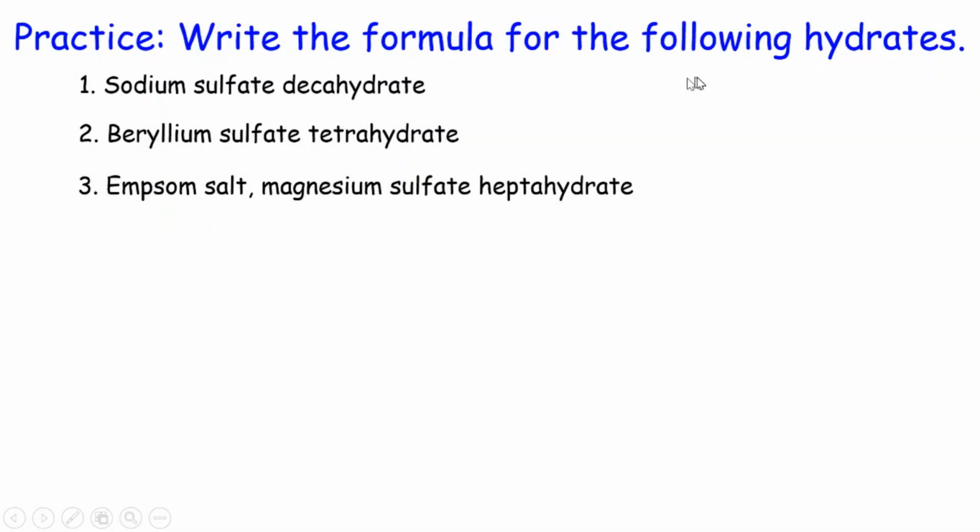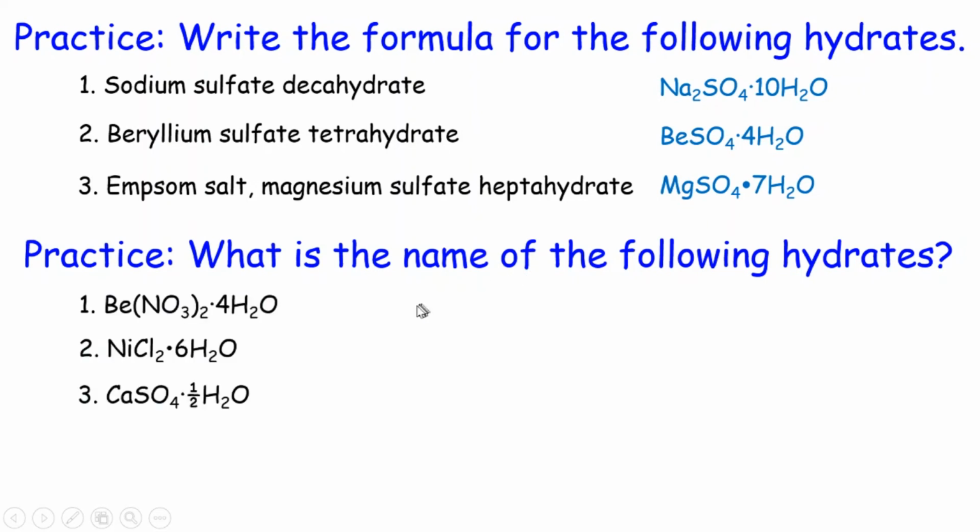Now let's write the formula for these 3 hydrates. Sodium sulfate: we write down the formula for sodium sulfate, deca, which means 10, then H2O. And between the name and the hydrates, we simply use a dot connecting the 2 parts. Beryllium sulfate: beryllium is a group 2A metal, 2 plus, sulfate is 2 negative, therefore it's simply BeSO4, tetra, 4 water molecules. The bath salt, many of you probably use this, Epsom salt. It's actually magnesium sulfate heptahydrate. Magnesium sulfate, and then 7H2O.